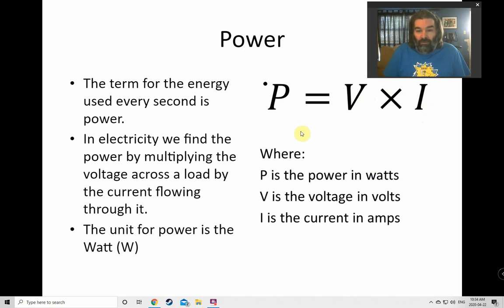So P is the power in watts, V is the voltage in volts, I is the current in amps. That's why we need to find voltage and current, because that's how we get the energy to our device, which is why we build the circuit in the first place.